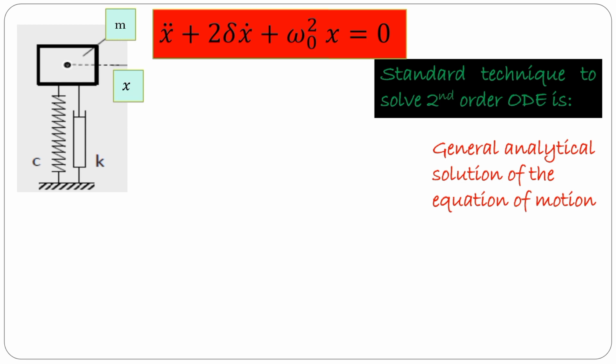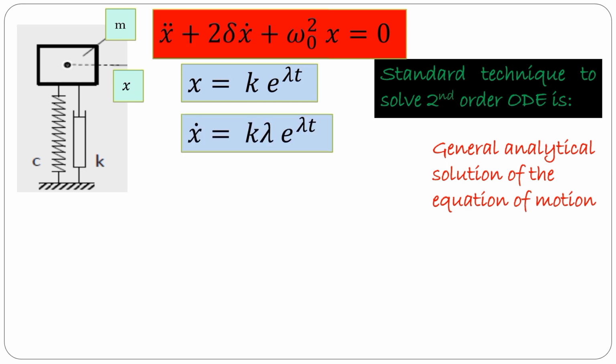The standardized approach is an exponential approach, where x equals k times exponential of lambda times t, where k and lambda are some constants. You know that the exponential function is very simple, especially with regard to finding the derivatives, so x dot equals k times lambda times exponential of lambda times t, and x double dot equals k times lambda squared times exponential of lambda times t. It is very easy to write down these equations, as shown.